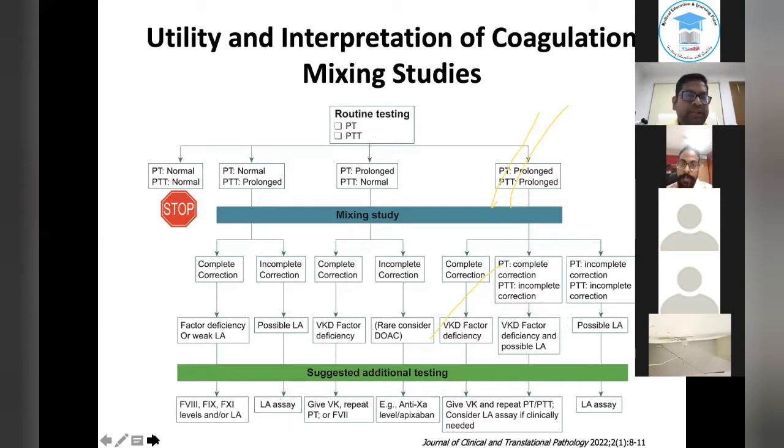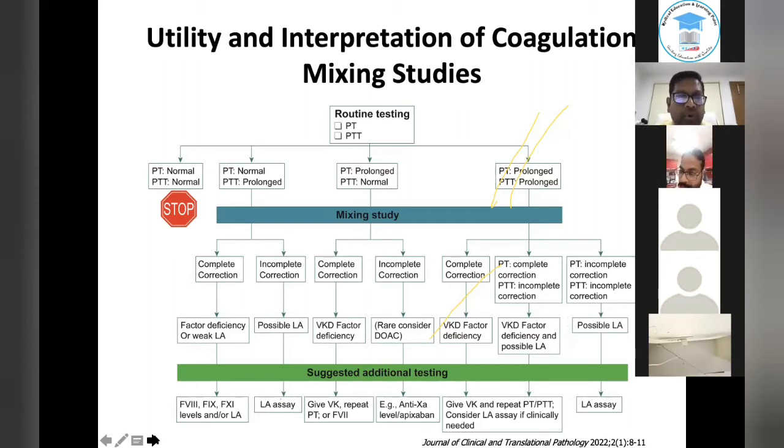Do a routine testing of PT and APTT. If PT and APTT both are normal, you don't need any mixing study. If only isolated APTT prolongation is there, it happens in case of either hemophilia A or factor 8 deficiency, or hemophilia B, factor 9 deficiency. Do a mixing study: complete correction, you are dealing with a factor deficiency or weak LA. Incomplete correction, possible LA will be there. Accordingly, you can do your definitive or confirmatory assay.